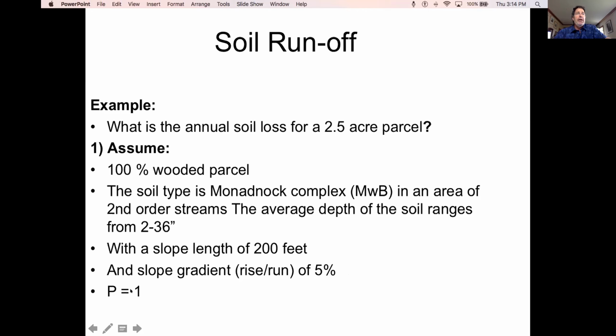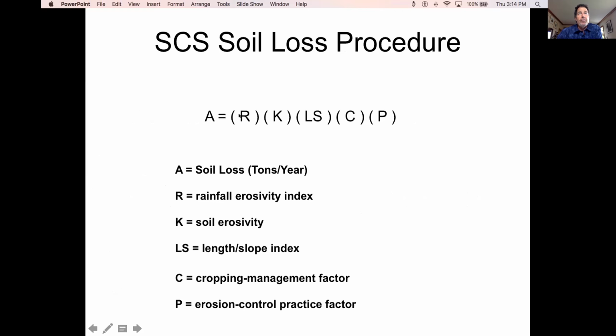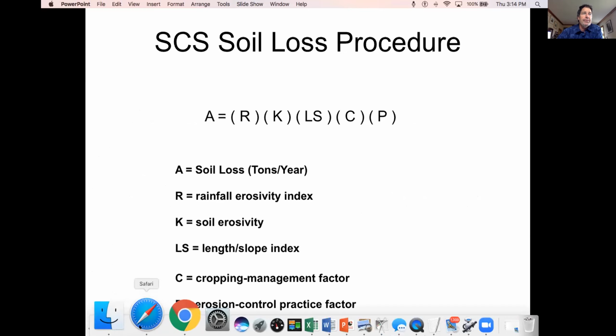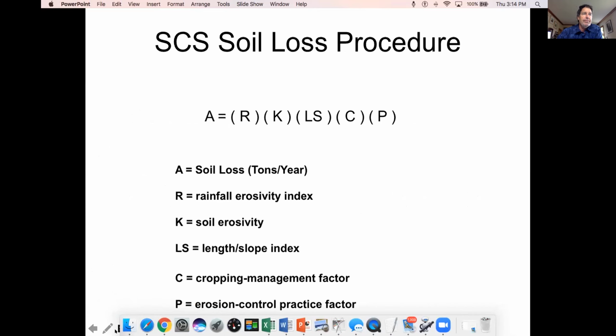Okay. P will always equal one. So just remember that. We got a Monadnock soil, 100% wooded, slope length of 200 feet, 5% gradient with a 2.5%. So as we go down, and just to go back, we're going to look for R, K, L, S, C. P is always one.